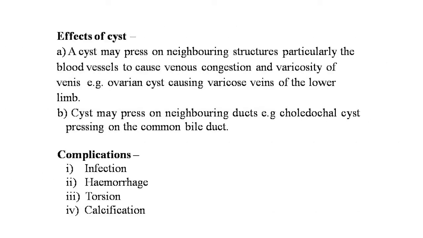Now the effects of the cyst. A cyst may press on neighboring structures, particularly the blood vessels, to cause venous congestion and varicosity of the veins, that is, an ovarian cyst causing varicose veins of the lower limb. A cyst may press on neighboring ducts, that is, a choledochal cyst pressing on the common bile duct. Now the complications of the cyst are infection, hemorrhage, torsion and calcification.